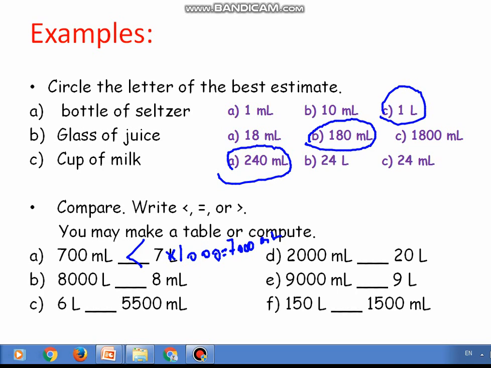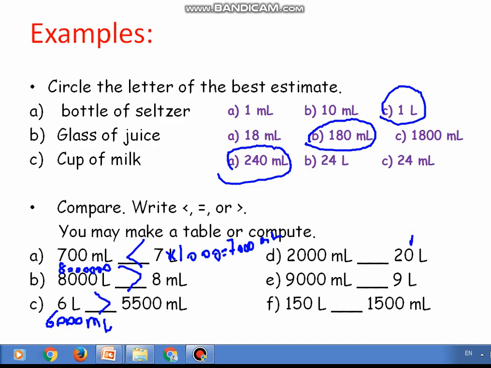Since it's much better to change from a bigger unit into a smaller unit so that you multiply, not divide, here you have 8000 liters, you have to change it into milliliters. It will be 8000 times 1000, which becomes 8 million, because you add 3 more zeros. 8000 and 3 more zeros, so it's 8 million. Surely bigger than 8 milliliters. 6 liters multiplied by 1000 becomes 6000 milliliters. And here 5500, surely this is bigger.